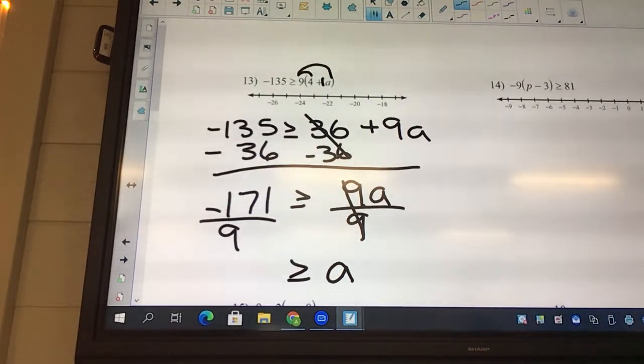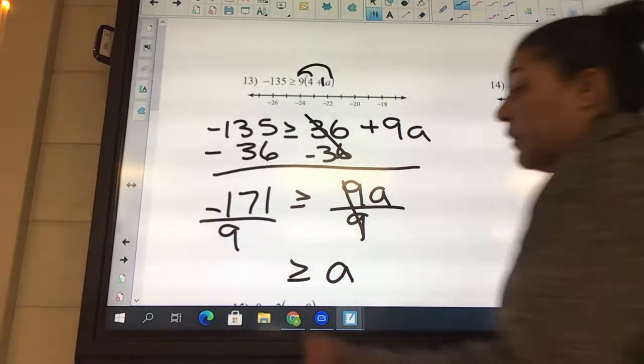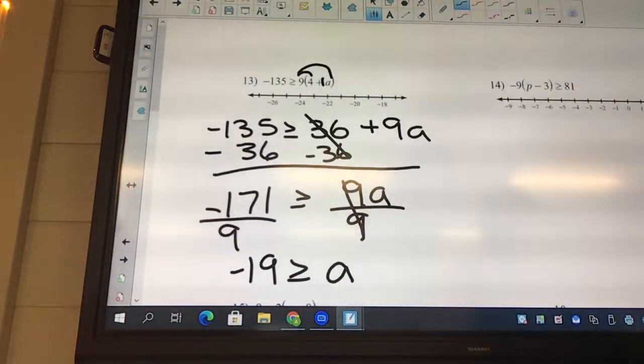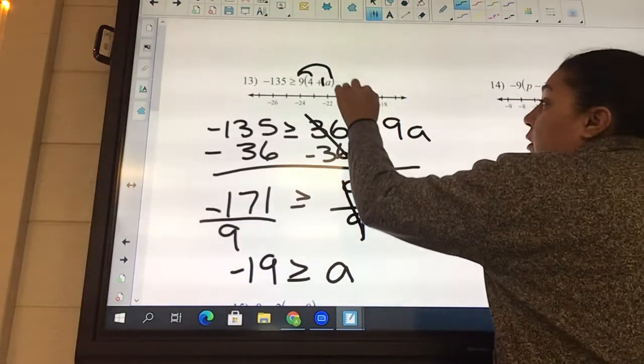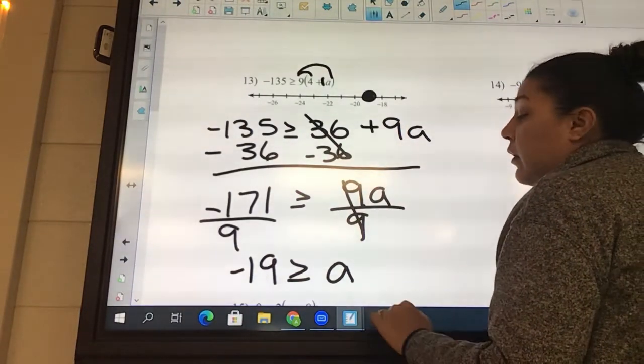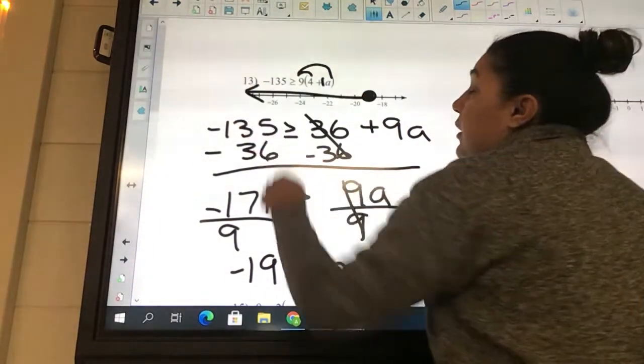Okay, so what is negative 171 divided by 9? Negative 19. Okay, should that be open or closed? Closed. And this says A is what? Less than, and so it's gonna go to the left.